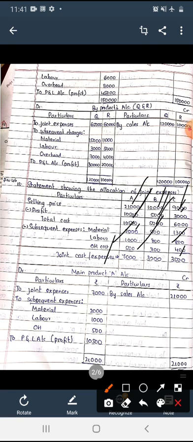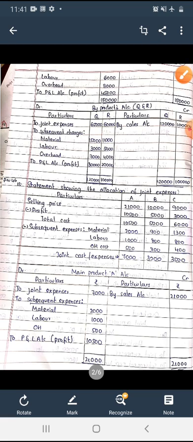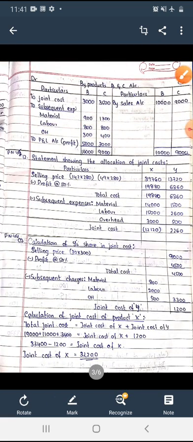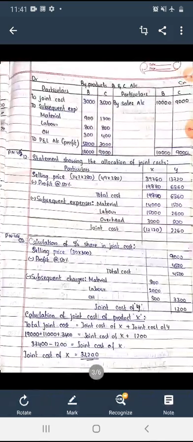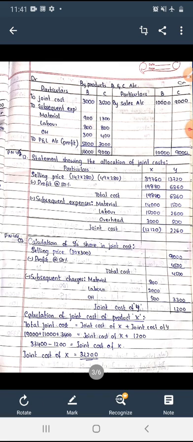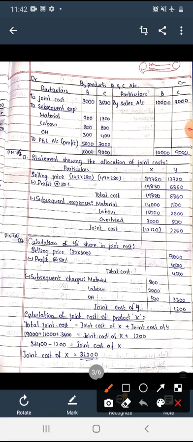Now prepare the accounts one by one. Main product account, A account. Same: joint expenses, subsequent expenses, write the sales. Then the difference is the profit, that is 10,500. Next, byproduct B and C accounts, same: joint cost already calculated here, 3,000 and 3,500. Then sales given in the problem, 10,000 and 9,000. Then write all the subsequent expenses. Then write the profit and loss account. This is the profit, 5,000 and 3,000.